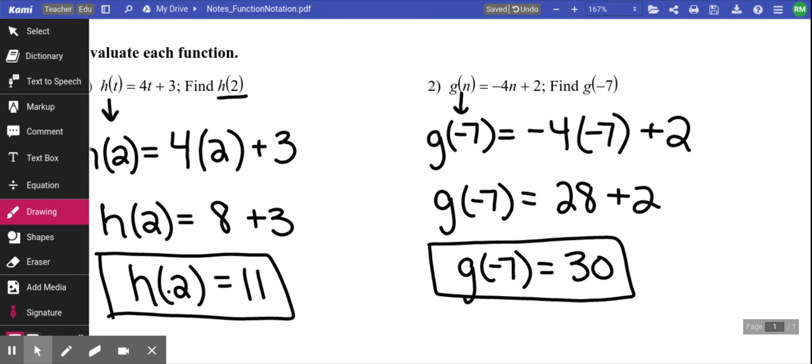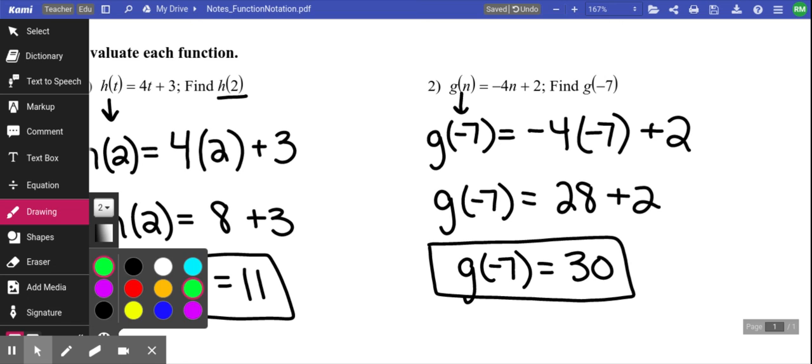Questions about that? I moved too quickly. So again, we're just looking at, instead of n now, here we have -7. Once we have that, we can solve it. Go ahead and turn that in. Make sure you have a pencil.